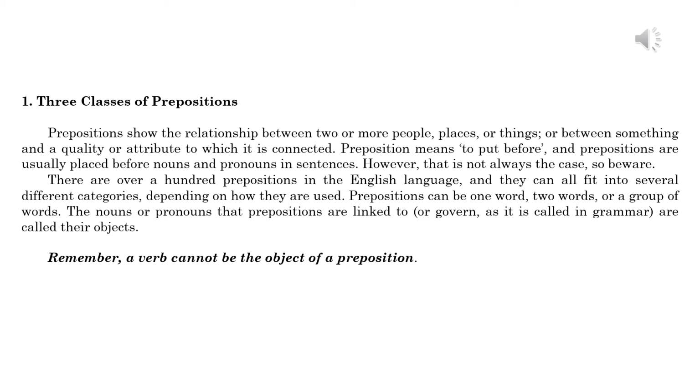There are over 100 prepositions in the English language, and they can all fit into several different categories depending on how they are used. Prepositions can be one word, 2 words, or a group of words. The nouns or pronouns that prepositions are linked to, or govern as it is called in grammar, are called their objects. Remember, a verb cannot be the object of a preposition.